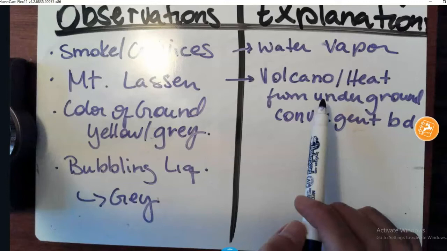The gray color, I didn't bring it up here, is probably from stirring the sediment. So when something bubbles, it tends to stir things. It could be some minerals dissolved, again, like I said before.